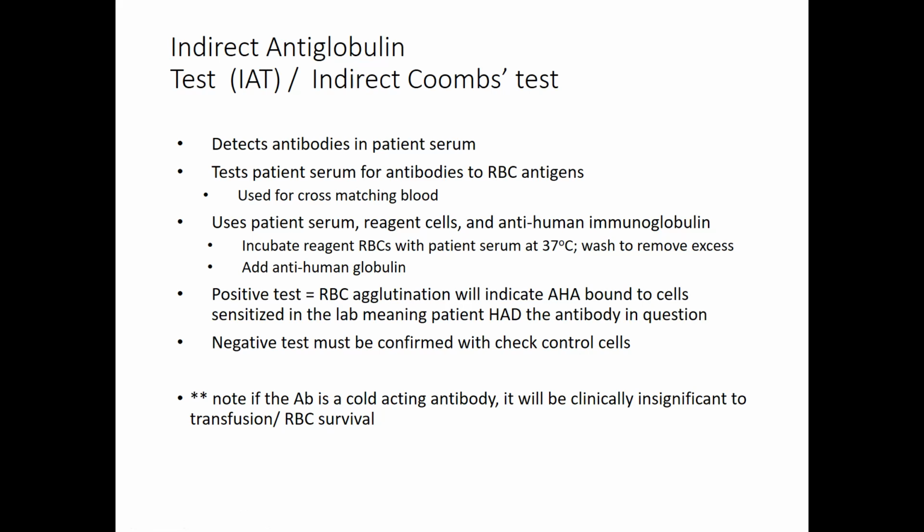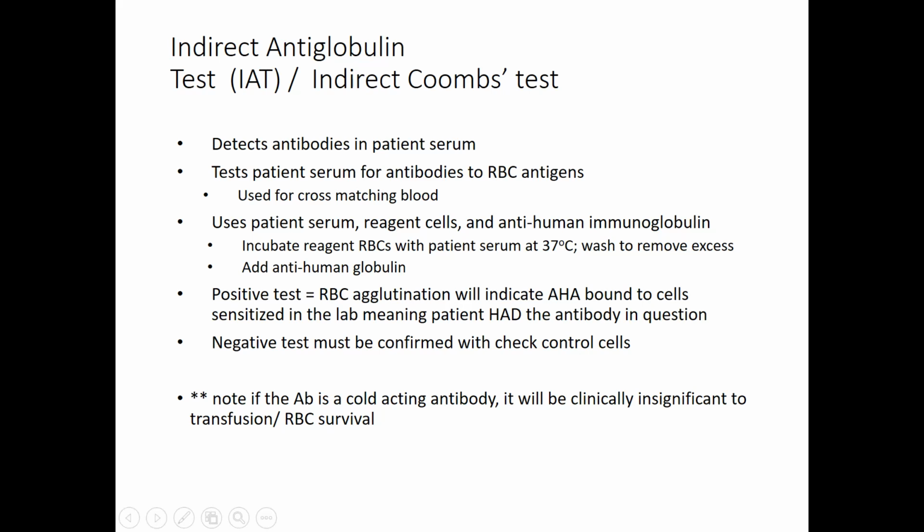So once the blood bank tech has done all the work, they've determined what the patient's blood type is. Does the patient have any odd antigens? All that stuff. What kinds of blood are going to be compatible with the patient? We're going to do one last check and make sure the patient doesn't have antibody. So it uses patient serum, quote-unquote reagent cells, in this case we could use the word donor cells, and anti-human immunoglobulin.